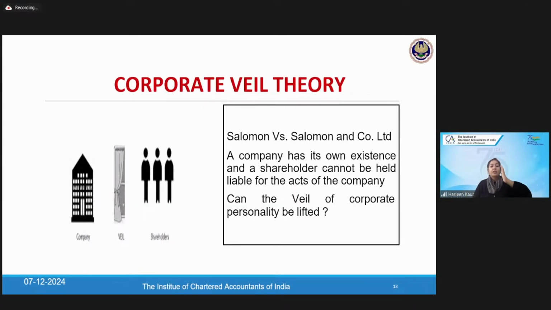You can see this veil, a curtain, existing between the shareholders and the company. So the company has its own identity. Shareholders are not liable for the acts of the company. This is what we understood in Salomon versus Salomon and Company Limited. But can this veil be lifted? It means when we lift this curtain, the shareholders and company are treated as one.